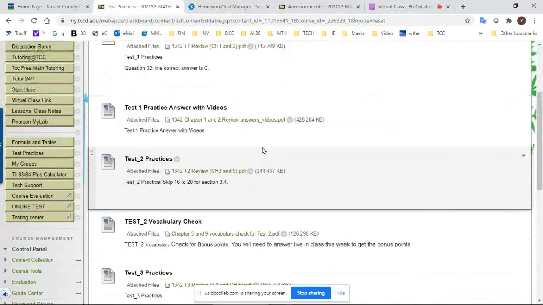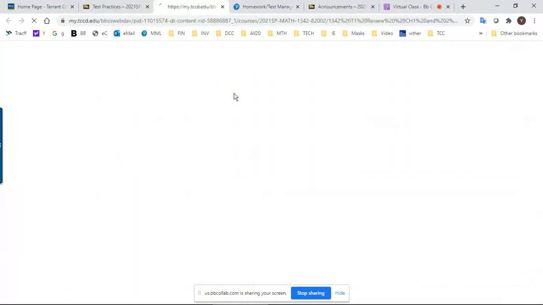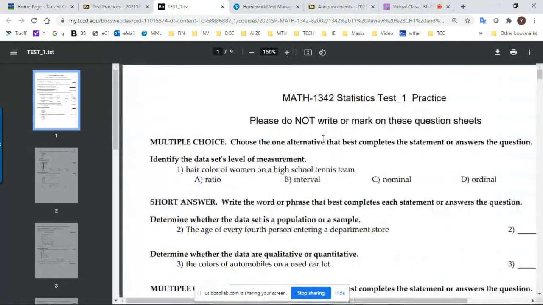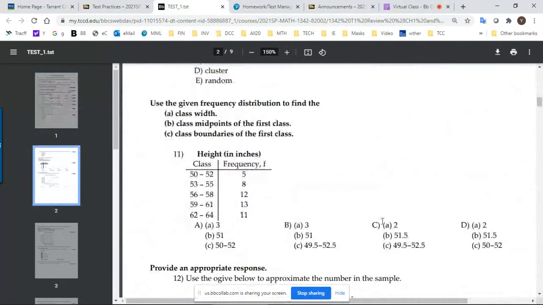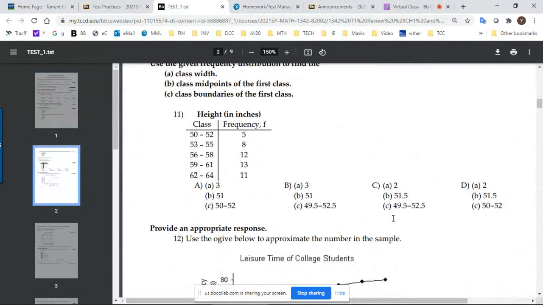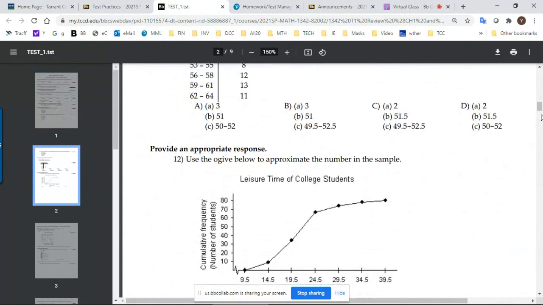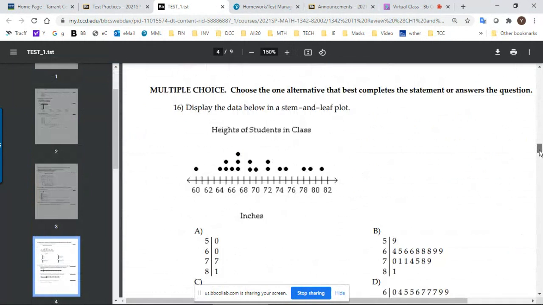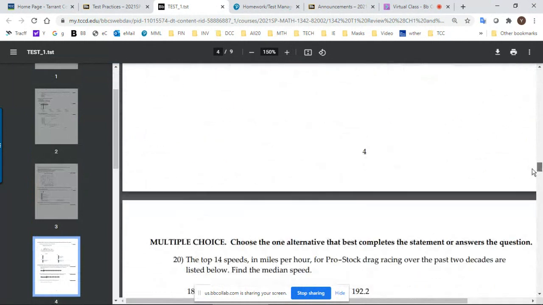Okay, let's go ahead and look at the test 1 review with the video. This will be giving you even more detailed review in here. I want to go ahead and pick a few questions just to supplement what we have earlier in here.